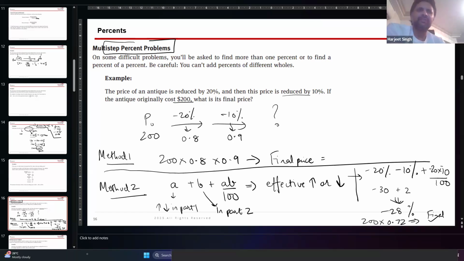I generally prefer the first method, because what if you have 3 successive increases or decreases? Then this formula won't apply. Then it will become a very complicated looking formula. So method 1 is preferred, which is using factors. Successive changes can be solved using simple factors.